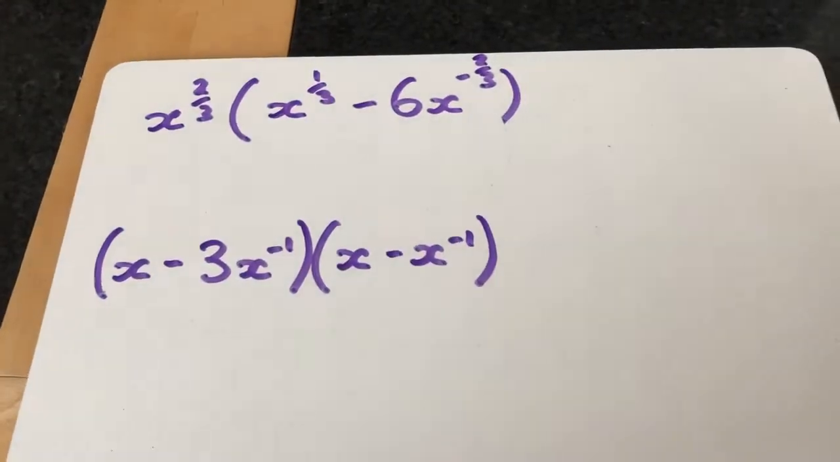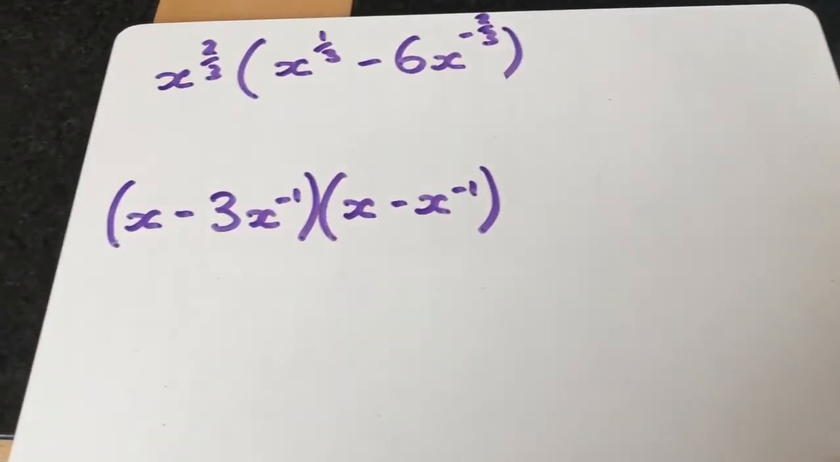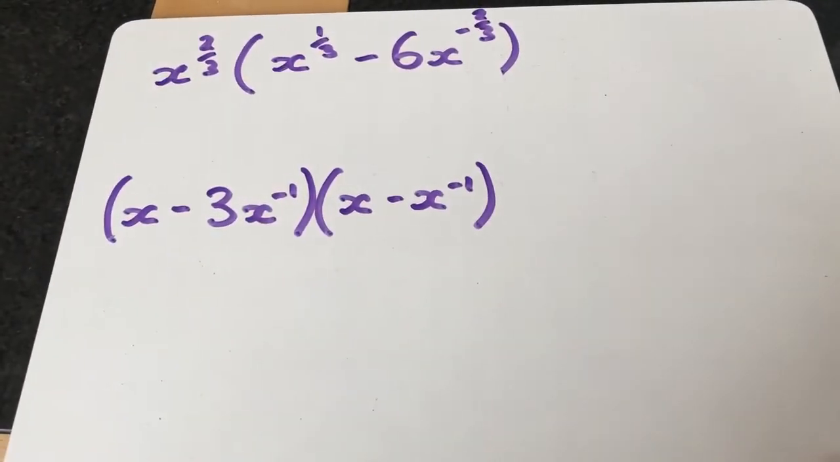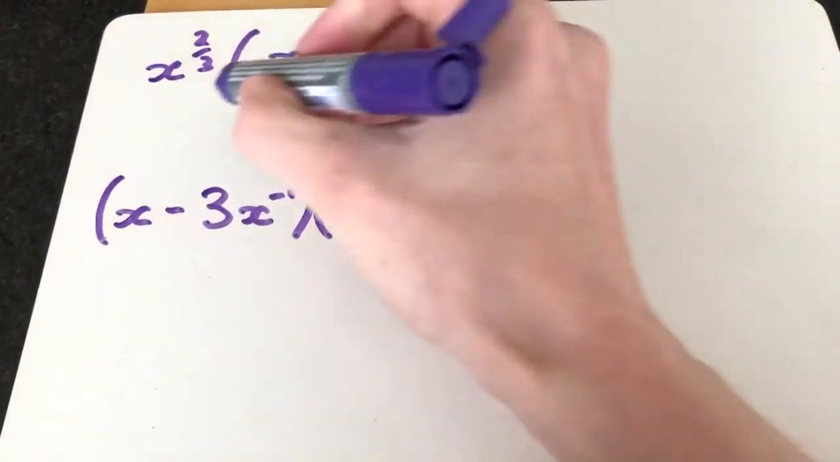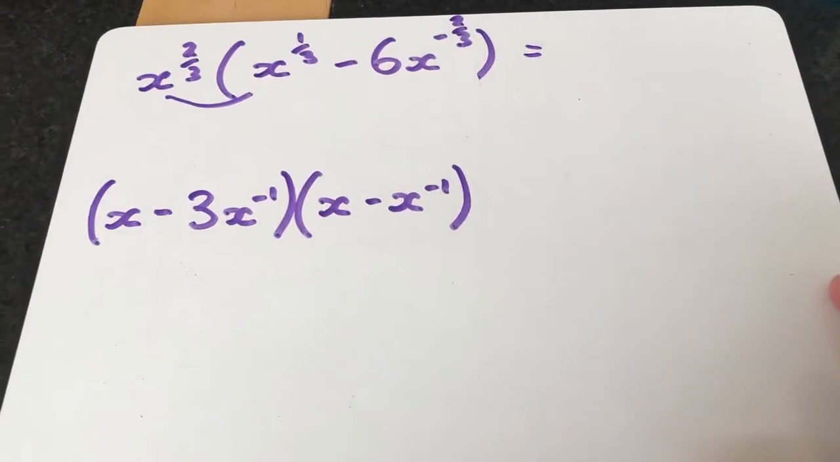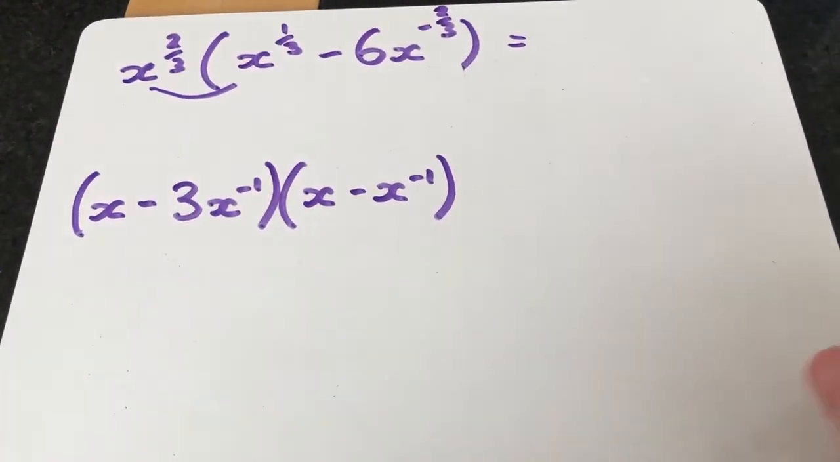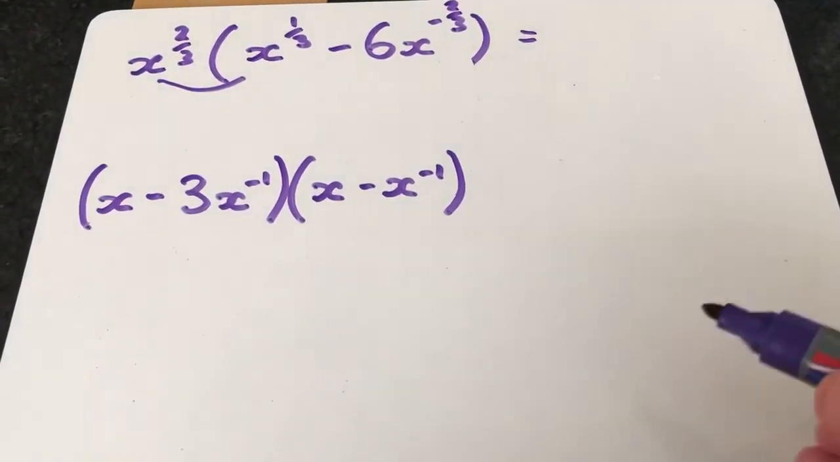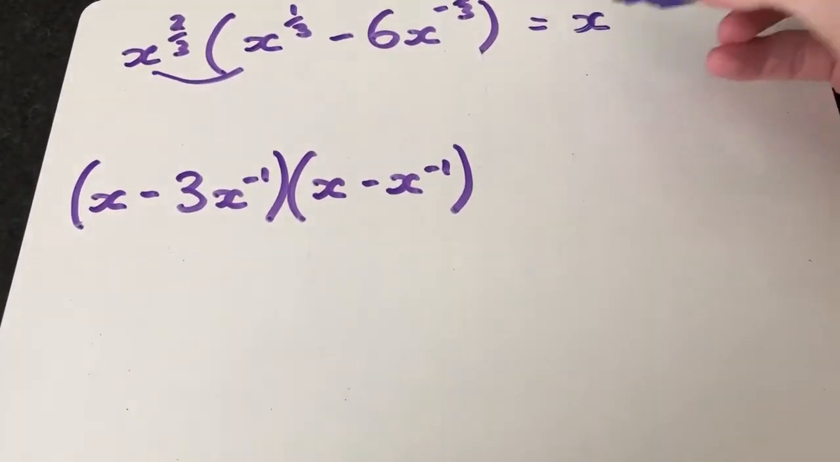However, I wouldn't turn them into roots and fractions when you're expanding something like this. So I would just keep it all in powers. So expand as you would normally expand there. So x to the 2/3 times x to the power of a third. When you multiply, you add the powers. So 2/3 plus 1/3 is just x there.